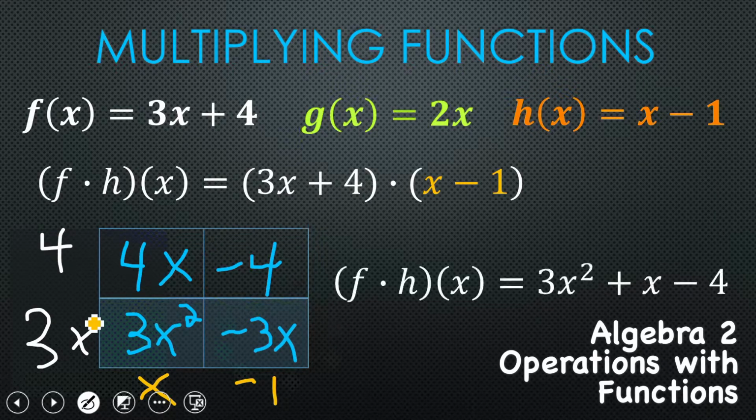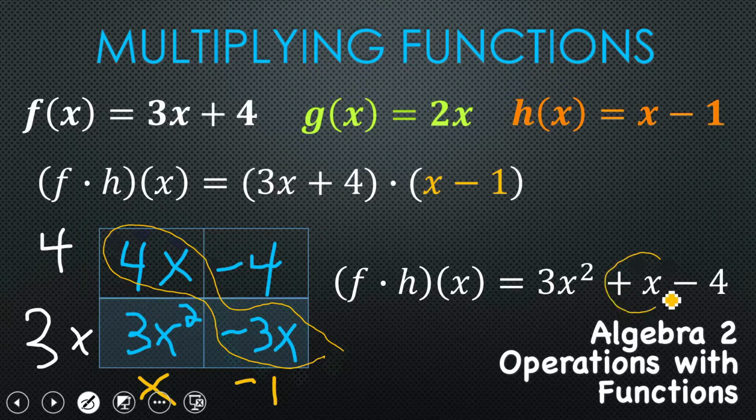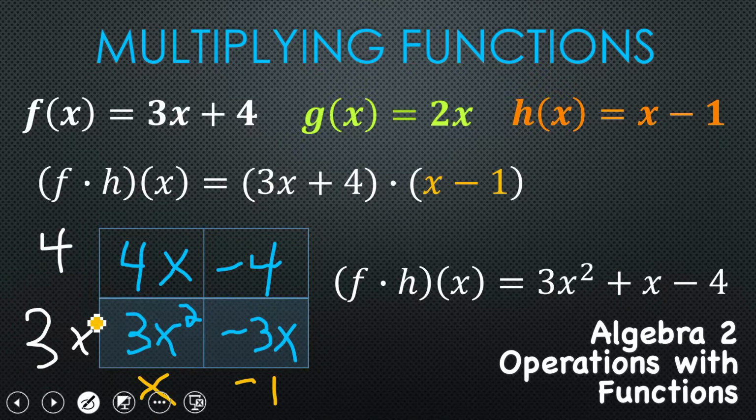So our final answer here, if we combine like terms, when I combine those two together, I get x. So f dot h, or f times h, is 3x squared plus x minus 4.